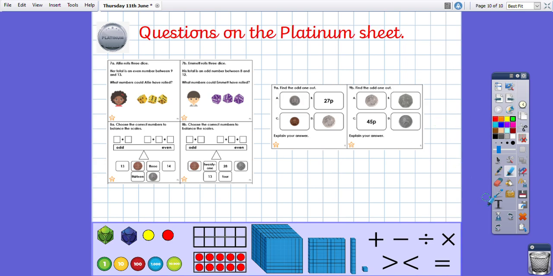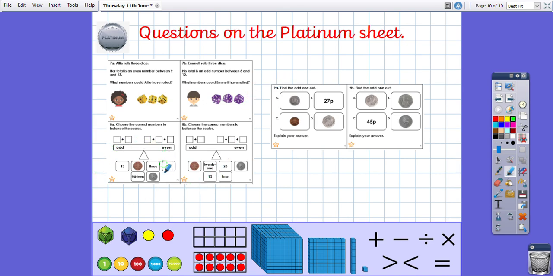And platinum. Ali rolls 3 dice and so does Emmett. Her total is an even number between 9 and 13. What numbers could she have rolled? Write down as many possibilities as you can, and the same for Emmett, but his numbers are between 8 and 12 and is an odd number.